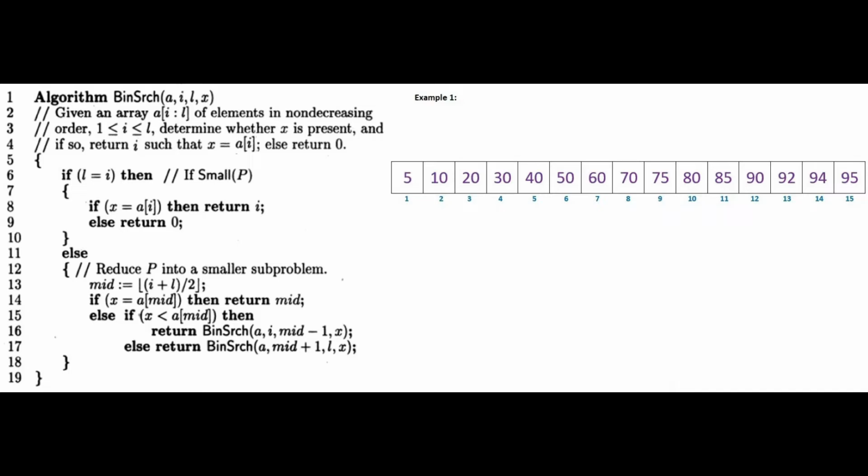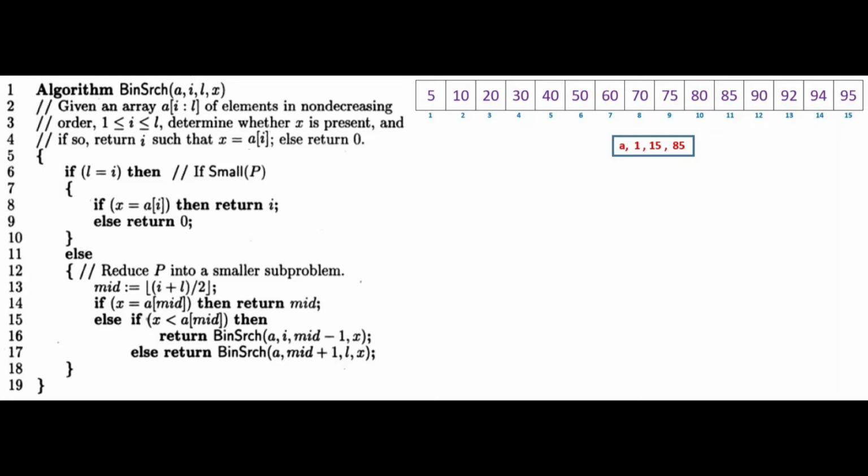If x is present, then return the index of x. Index of x is I. If x is not present, then return 0. A tree structure is used to explain this algorithm.